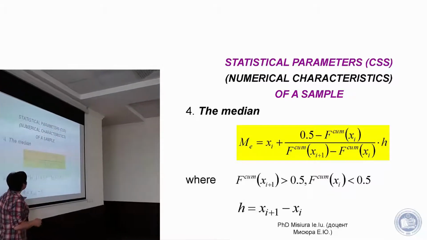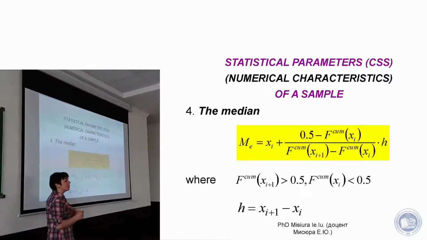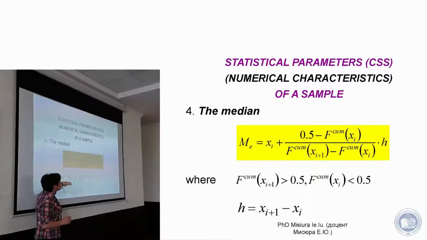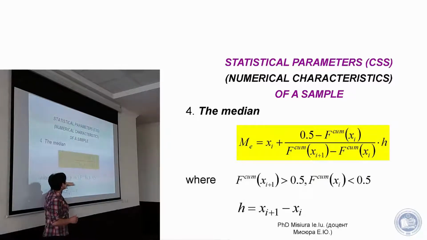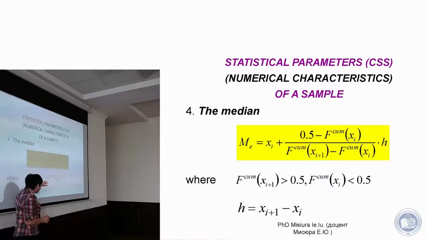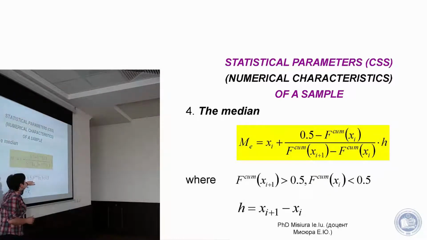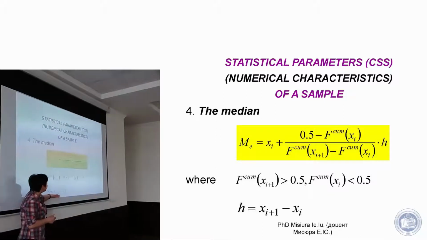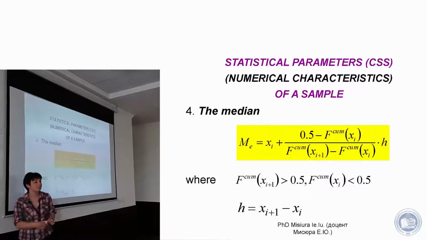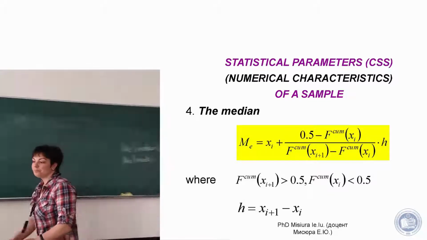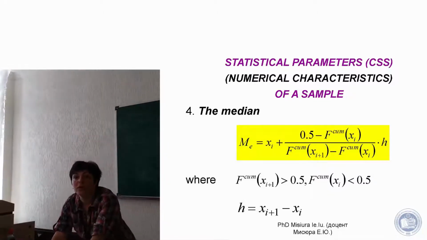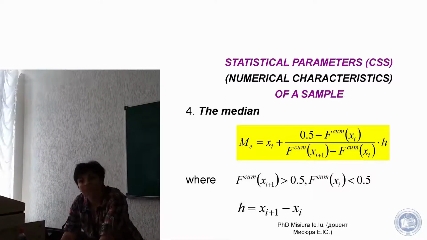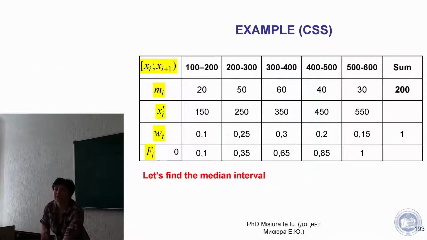In order to find median, you need to find two values. Please remember, students, the basic property: f cumulative of xi plus 1 must be greater than 0.5. And the previous value will be less than 0.5. And what is h? It's the difference between upper and lower limits. And now let's solve an example. Do you know values of fi? Yes or no? Okay. Let's start.